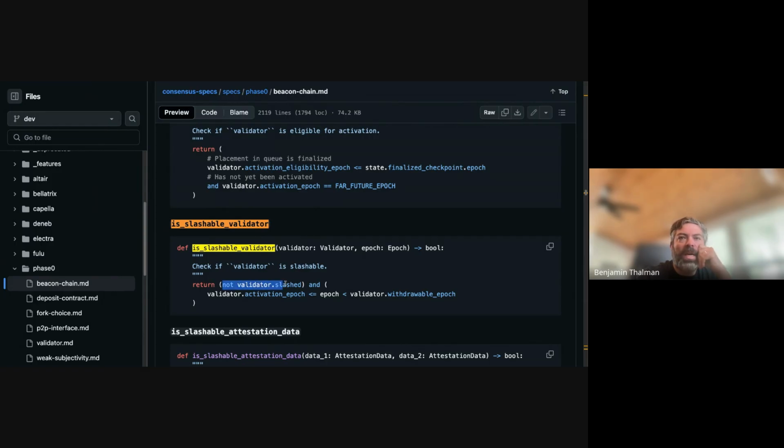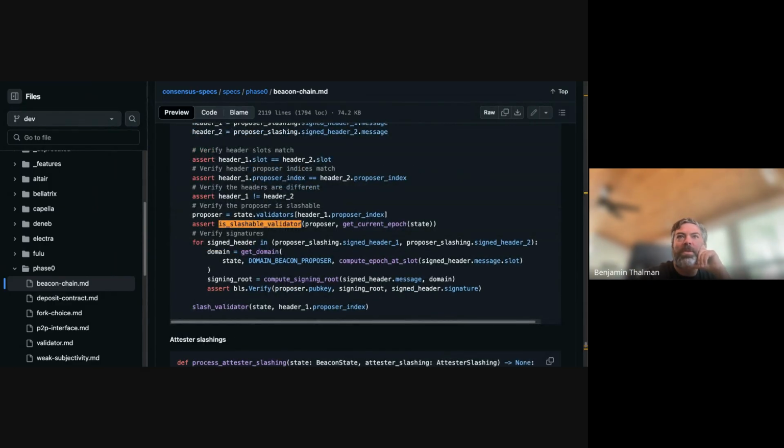So this not validator.slashed, this condition is checking, has the validator already been slashed? So you're not going to get slashed twice. And validator.activation epoch, the validator has already been activated. And then this last condition here is just that it's not already withdrawable. So there are a few. This last piece is really less important than the first 3 that I outlined.